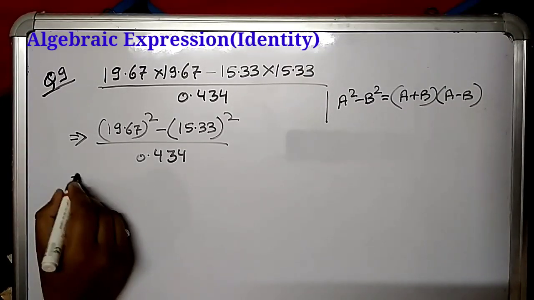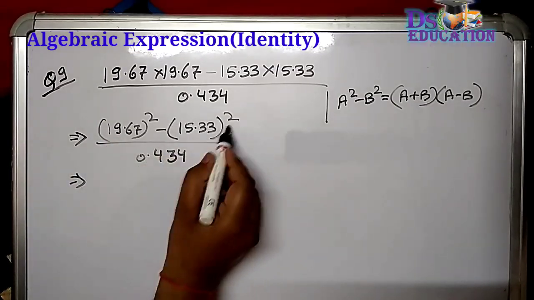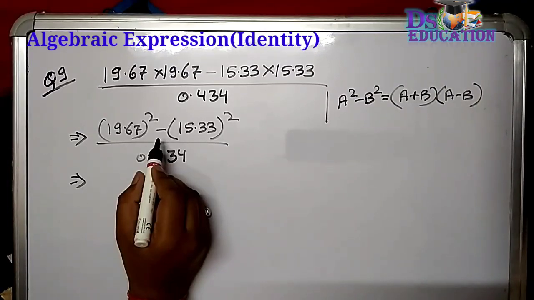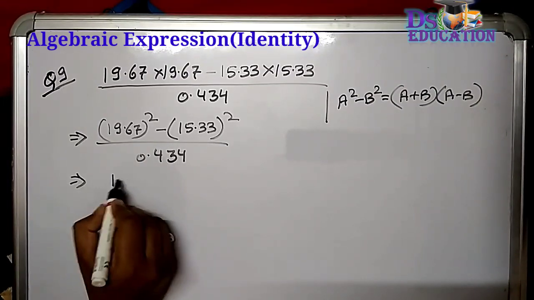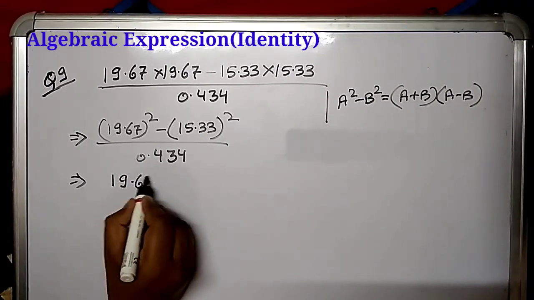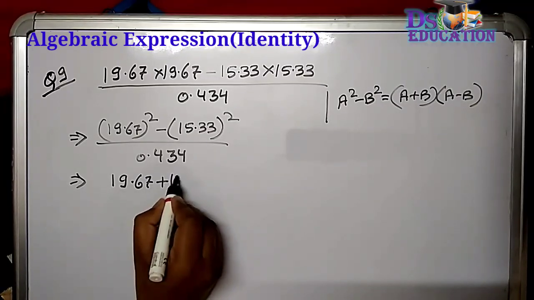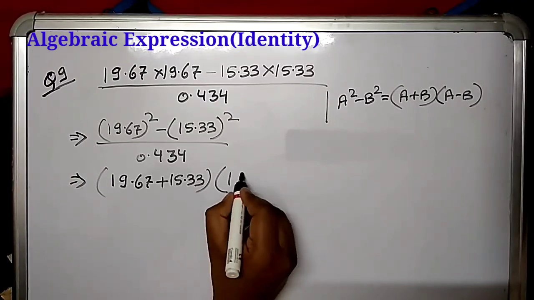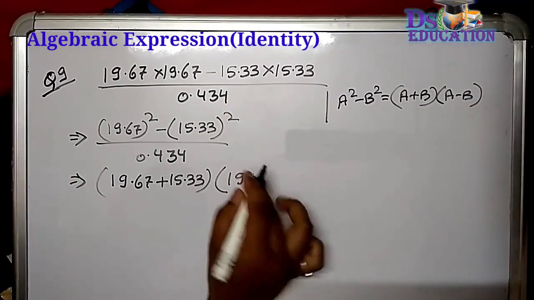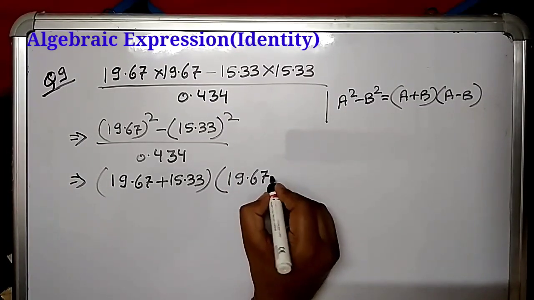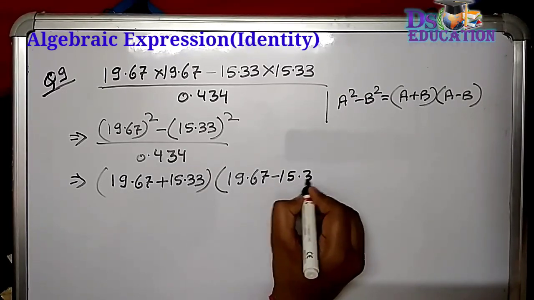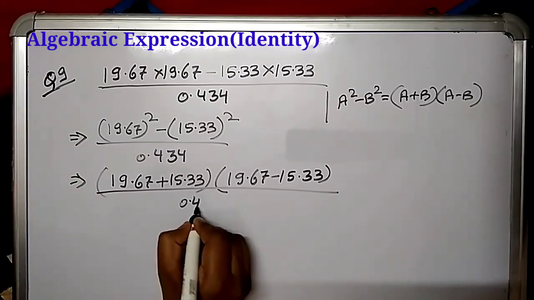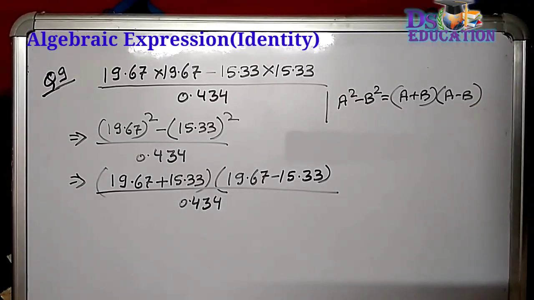Now in the next thing, again this is the same structure, so I can change it to a plus b and a minus b. So I am writing this as 19.67 plus 15.33, into 19.67 minus 15.33, upon 0.434. Got the point, students?